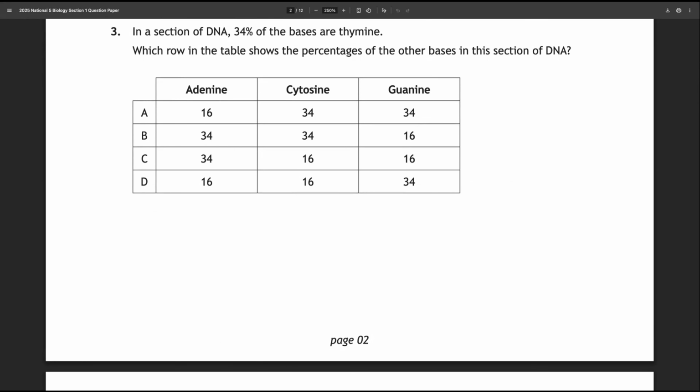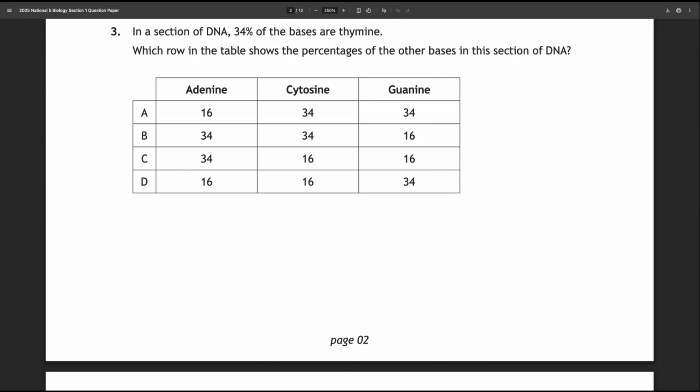Question 3. In a section of DNA, 34% of the bases are thymine. Which row in the table shows the percentages of the other bases in this section of DNA? So we know, or hopefully we know, that thymine is complementary to adenine, and therefore we would expect the percentage of bases in this section of DNA to be the same for adenine as it is for thymine. And if we look at the table, options B and C both show that. So we know the answer has to be B or C.